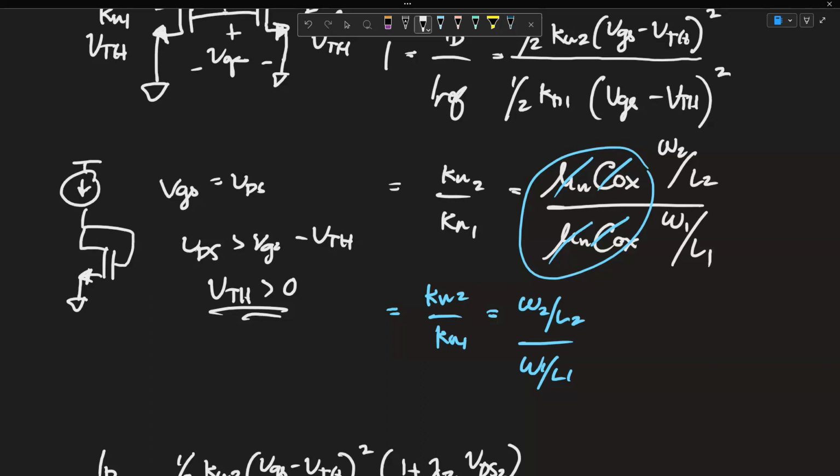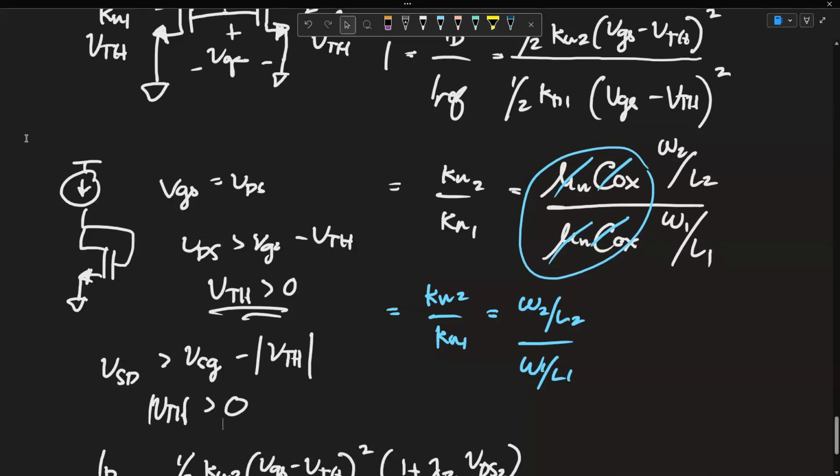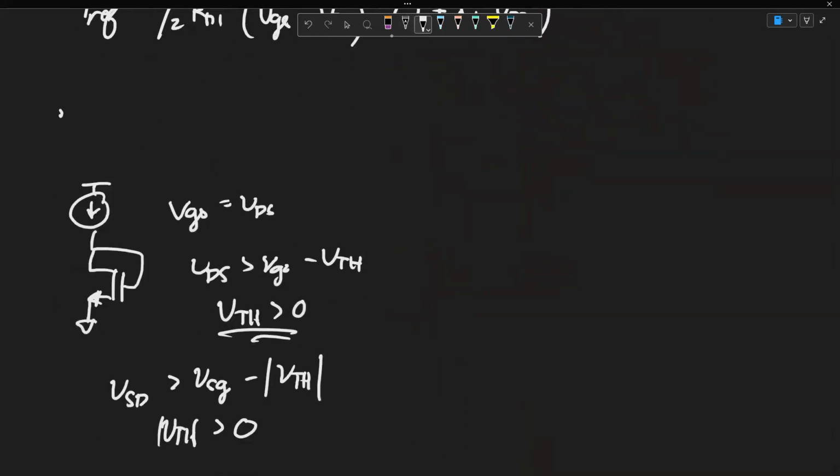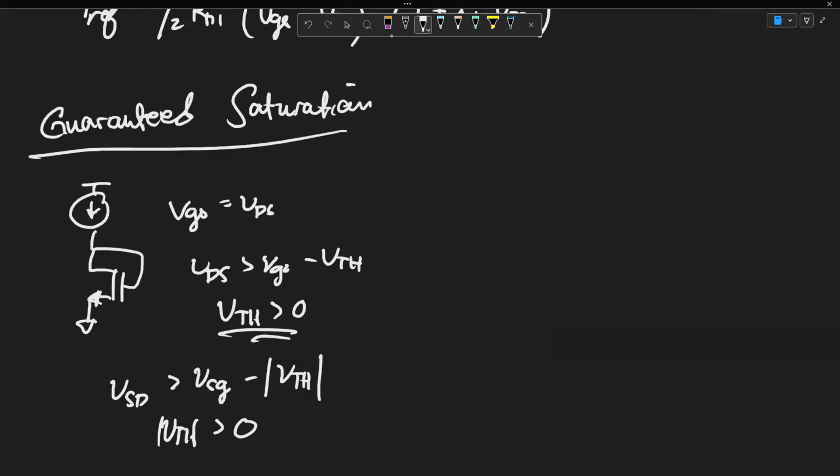May magbabaliktad dito sa equation to. So for PMOS, this would be what happens, and sure enough, what you get from here is the absolute VTH has to be greater than 0, which is also always true, no? So this is the reason why we are guaranteed saturation for a diode connected MOS.